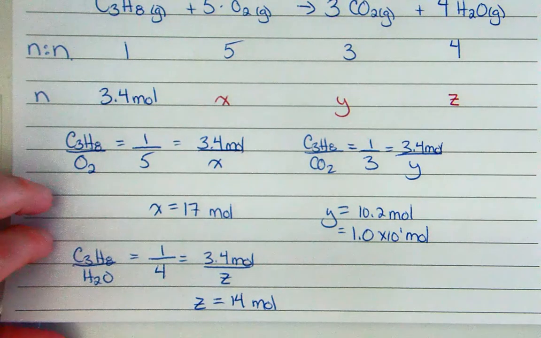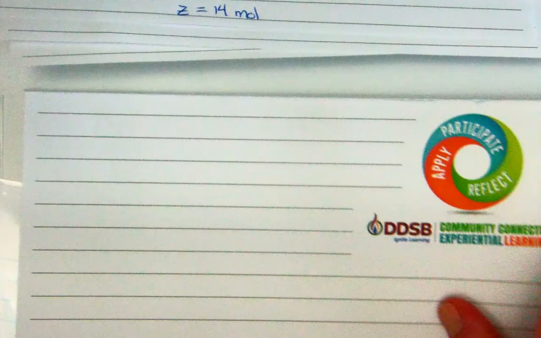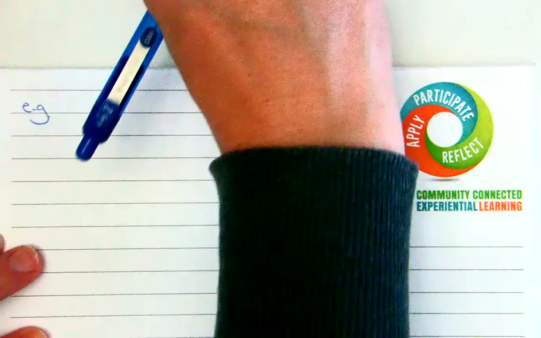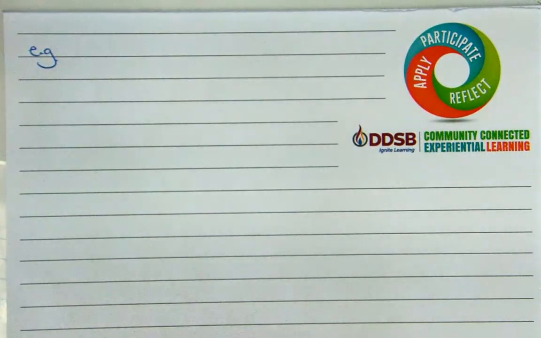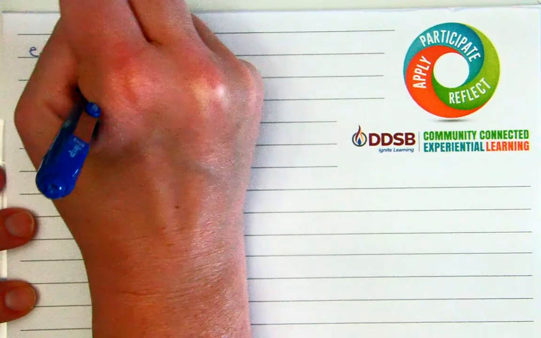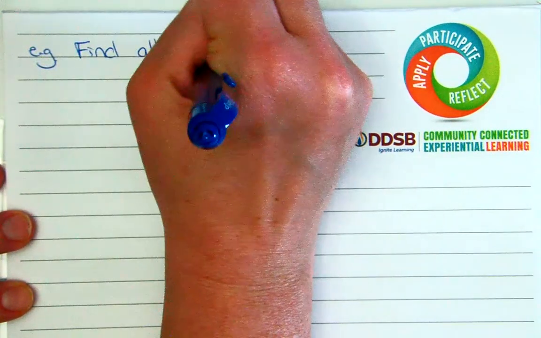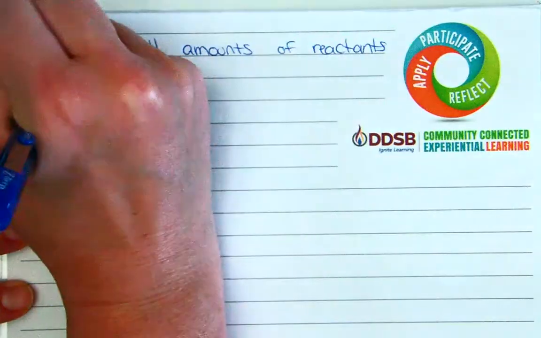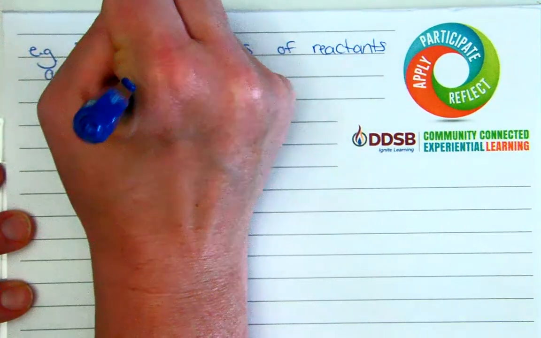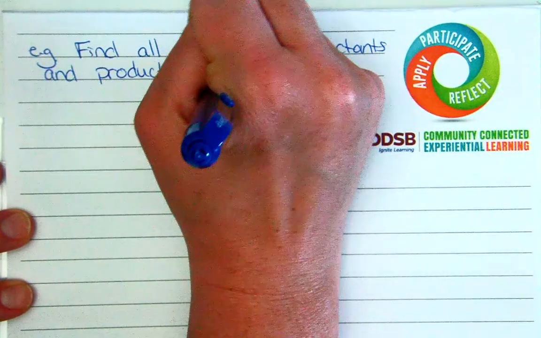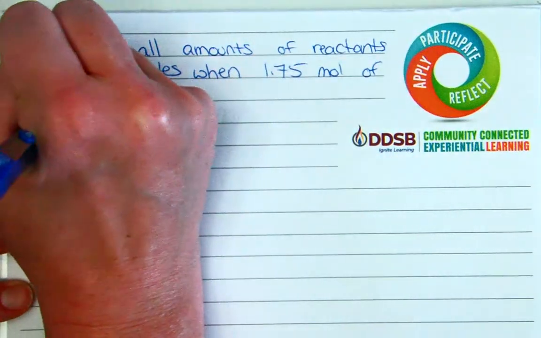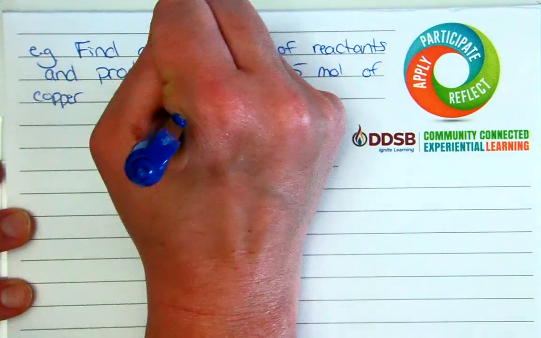We're going to keep going with another example. Press pause if you need this. Last one. Find all amounts of the reactants and products when 1.75 moles of copper react with nitric acid.